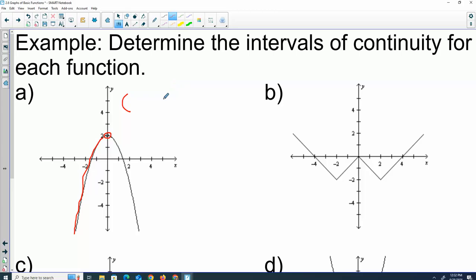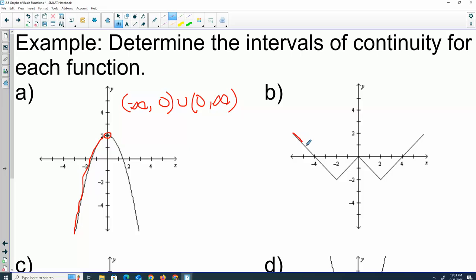So if I'm giving my interval, it's coming from negative infinity. It's continuous until I get to what x value? 0. I have to use a parenthesis there. It's an open circle. We're not equal at 0. That's where it stops being continuous. And then it's continuous again from 0 to infinity. So everywhere except that point when x is 0, our graph was continuous.